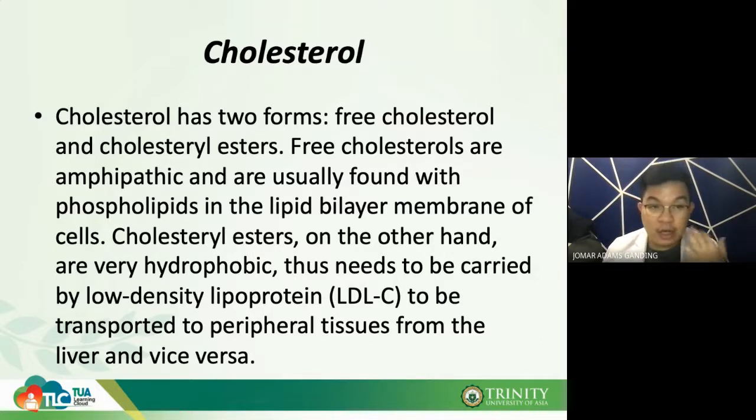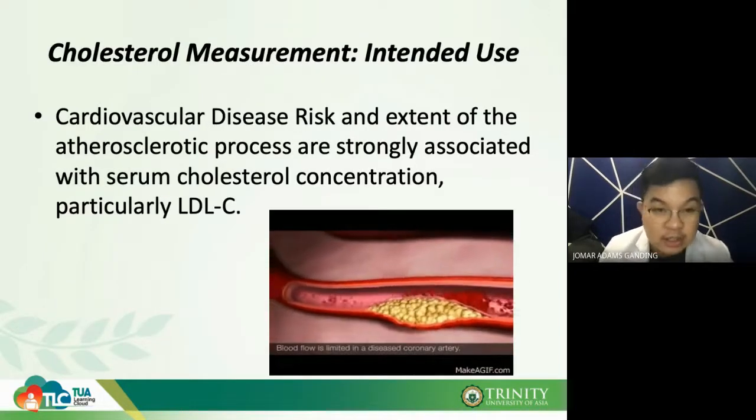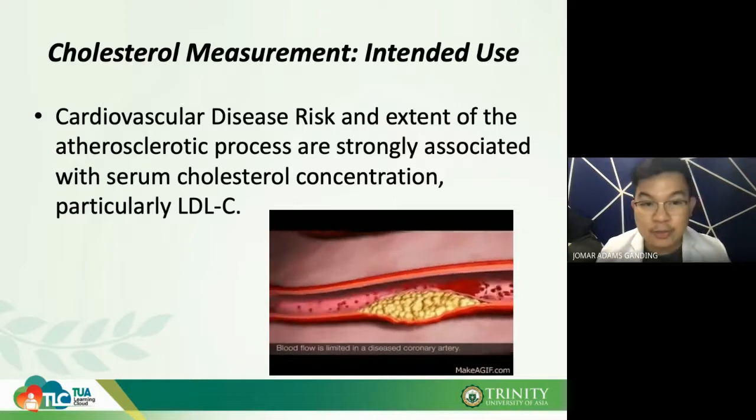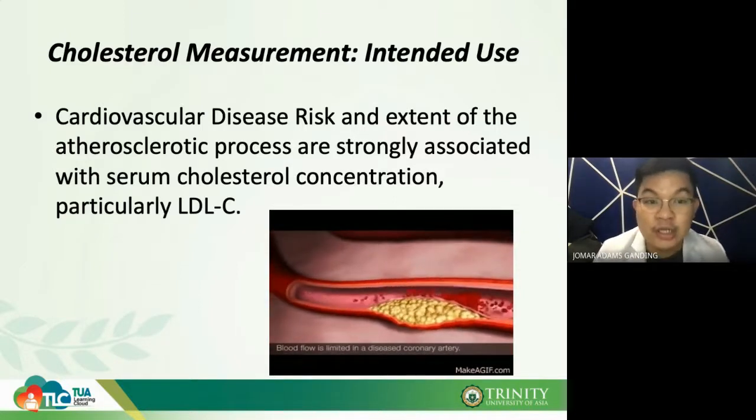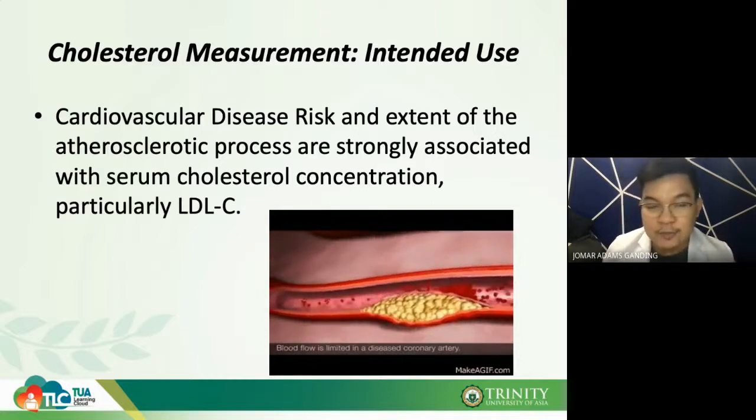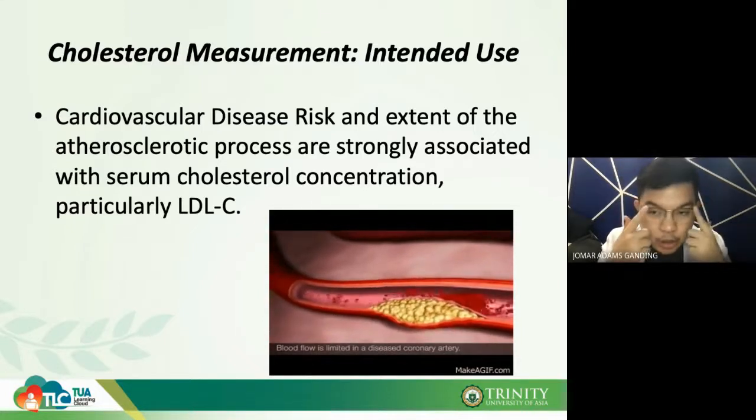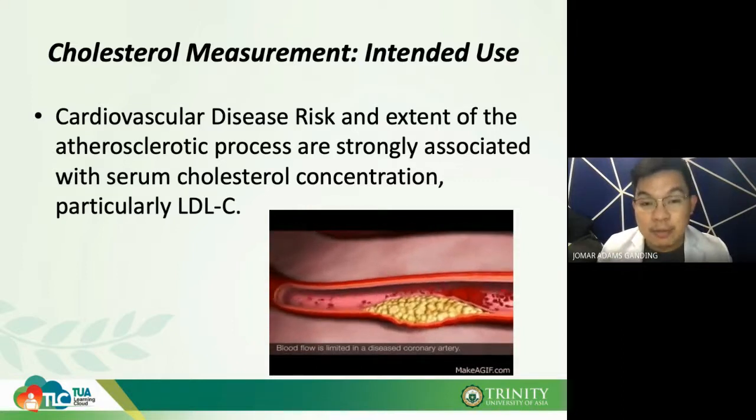And just like what I was mentioning a while back, one of our objectives is to associate your cholesterol with diseases. Did you know that your cholesterol, more specifically the cholesterol being carried by your low density lipoprotein, is a direct risk predictor of cardiovascular diseases? Okay, so your cardiovascular disease risk and the extent of your atherosclerotic process are strongly associated with your serum cholesterol, particularly your LDL-C.